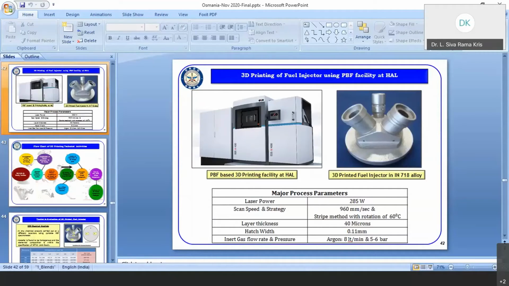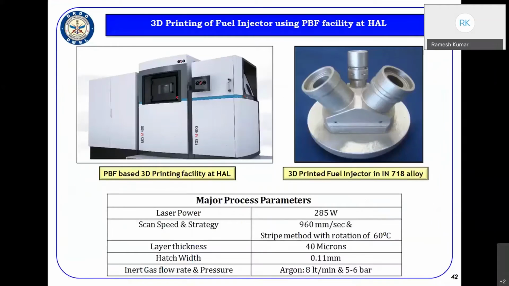So this is the first component we made using the facility we have at HAL, laser powder bed fusion, that is the EOS M400, in Inconel 718 alloy. Major process parameters have been reached, such as the take-off being less than 285 and the scan speed and layer thickness.